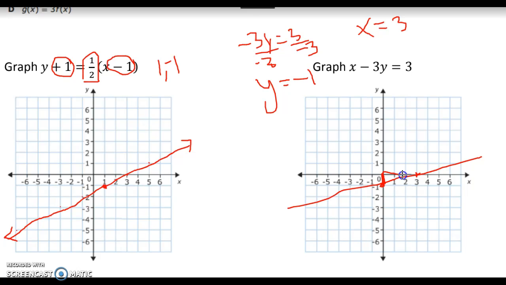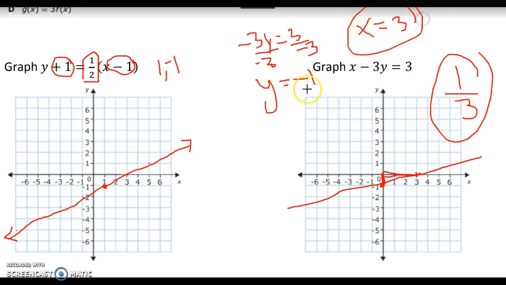Now for this one, it's rise over run. So it went up 1 box and over 3. So my slope would be 1/3. So you have to look at all these different things and figure out, did they do something wrong? Or are they asking me to match it? So this is what you need to do.